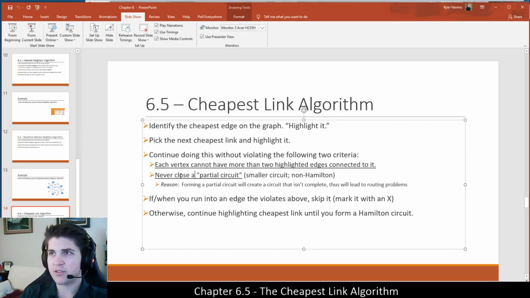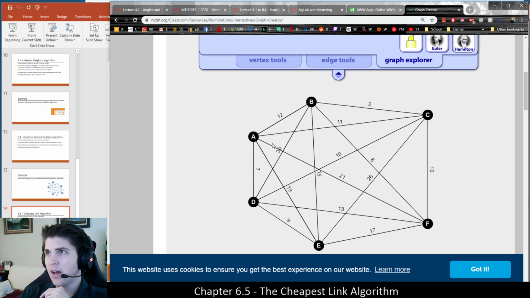The other thing you're not allowed to do is to never close a partial circuit. I mentioned that in the previous video, but let's go back to the graph creator once again. Let's say we had selected A and E, and for some reason we wanted to pick edge 19 here.